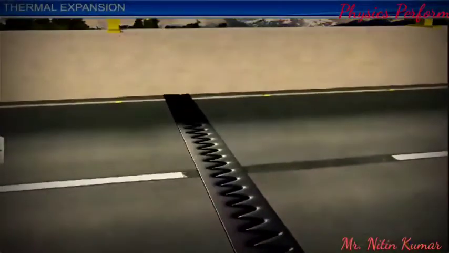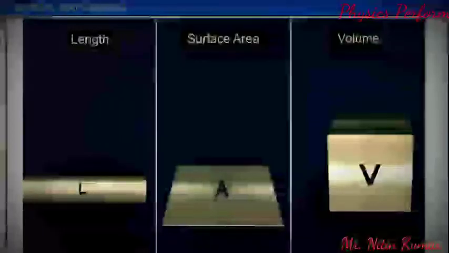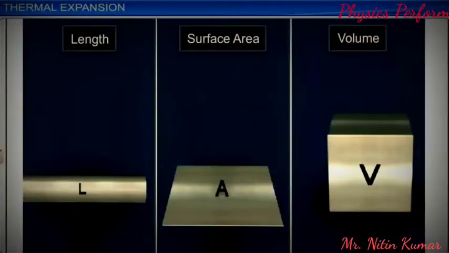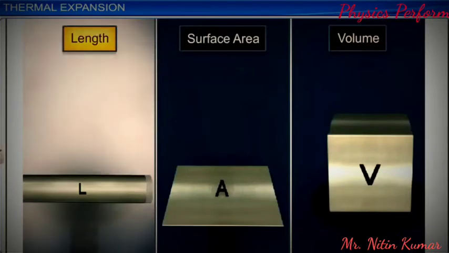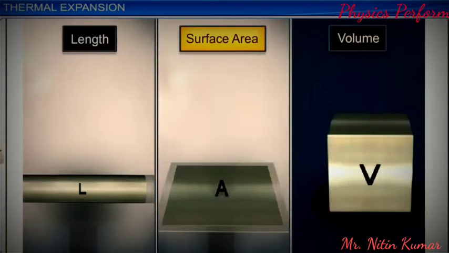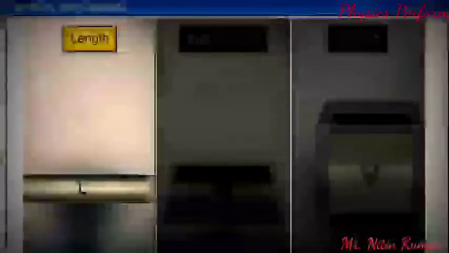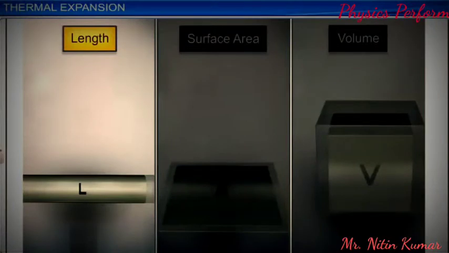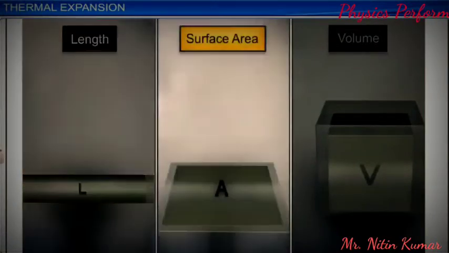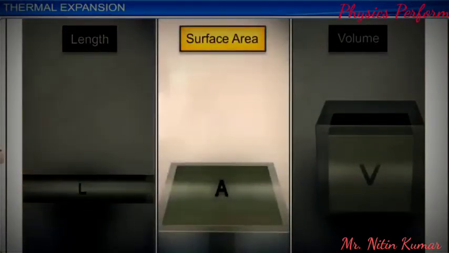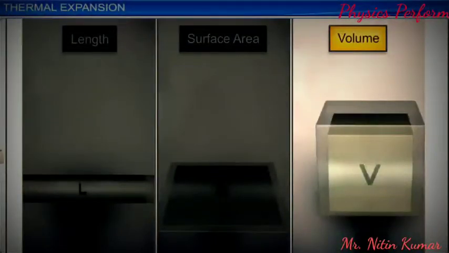Expansion joints are provided while constructing bridges. When the temperature of any metallic body is increased, its length, surface area, and volume may increase. Expansion along length is defined as linear expansion. Expansion of the surface area of a solid is called areal expansion, and expansion of its volume is called volume expansion or cubical expansion.